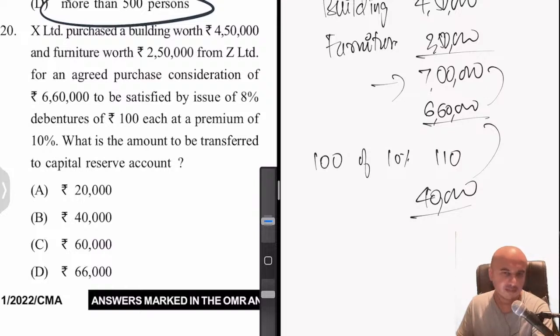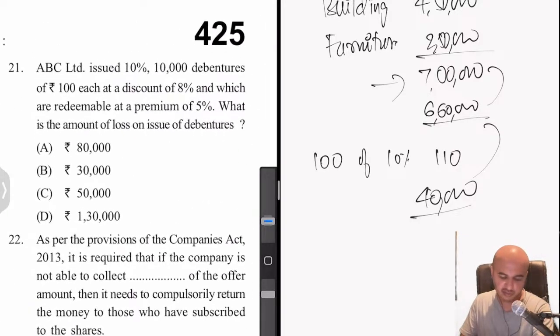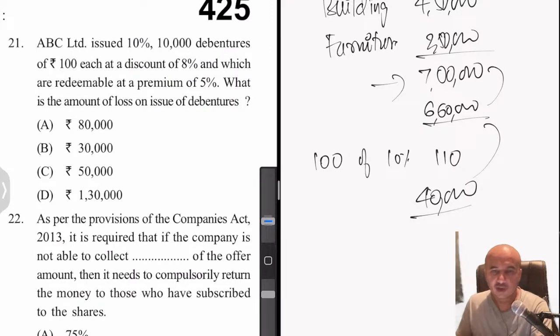Why? Purchased assets worth rupees 7 lakh, issued debentures worth rupees 6,60,000. So what is the capital profit here? The capital profit in this case would be 40,000. Why simply complicate matters when you can get the answer straight away? I hope it is clear. If at all there is any confusion, please do ask.